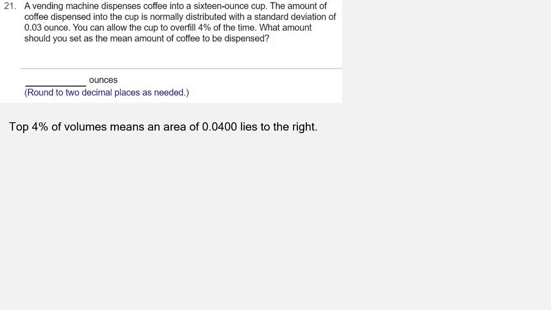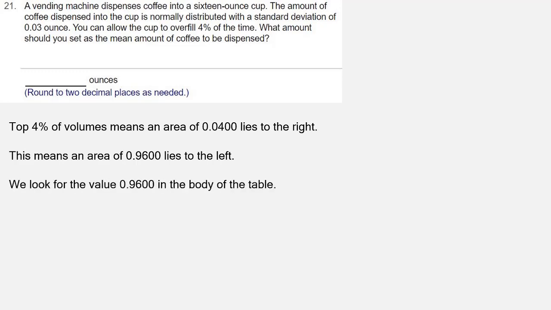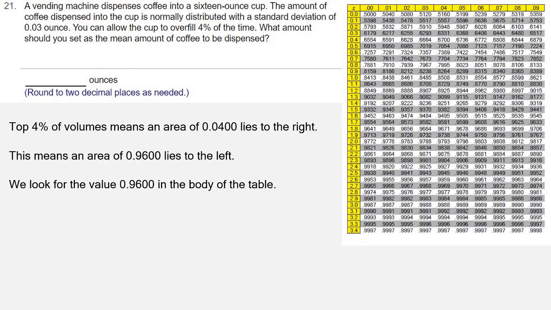So the top 4% of volumes means an area of 0.0400 lies to the right. So we want area to the left because the values in the standard normal distribution table always represent areas to the left of a given z-score. So if there's 0.0400 to the right, that means there's 0.9600 to the left, and that's what we're going to look for in the body of our table. So we need the positive side of the standard normal distribution table because 0.9600 is greater than 0.5.